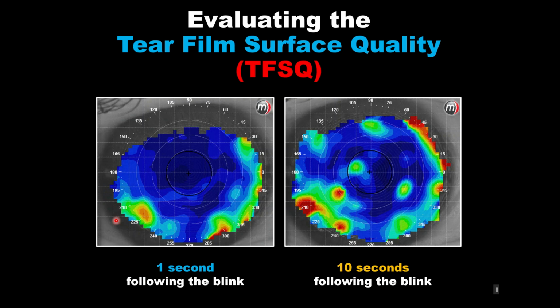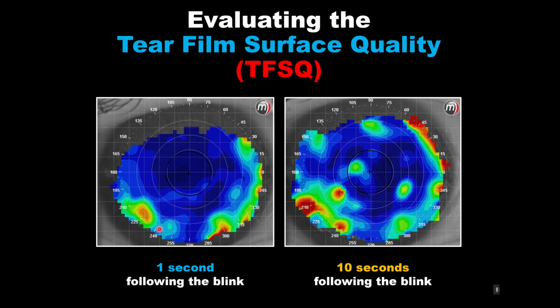So the tear film surface quality capture converts the topography not in terms of power, shape, or elevation, but in terms of the smoothness from one data point to the next. So where you see dark blue, that's where the tear film is smooth and even. Where you see hot points, that's where from point to point along that Placido ring, the Placido reflection is distorted.